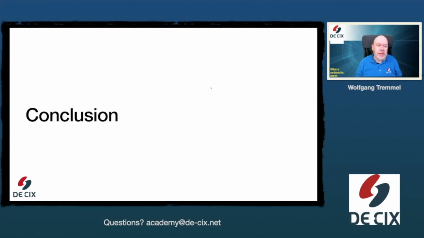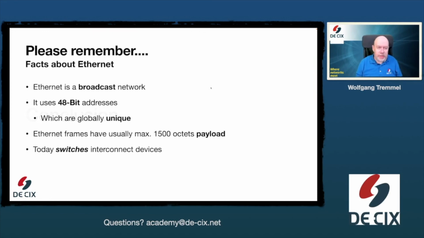Conclusion. Please remember from today's presentation, Ethernet is a broadcast network. It uses 48-bit long addresses, which are globally unique. Ethernet frames have usually a maximum payload of 1500 bytes, and today switches interconnect devices.